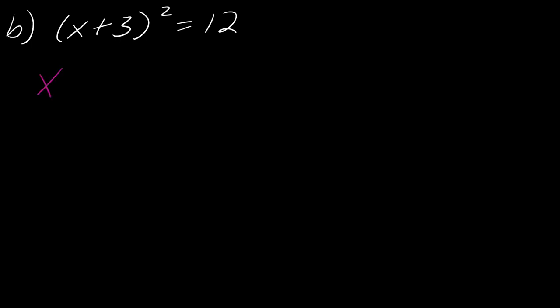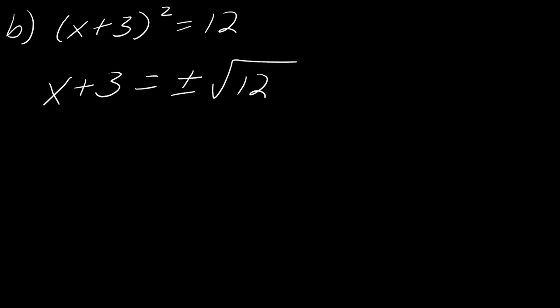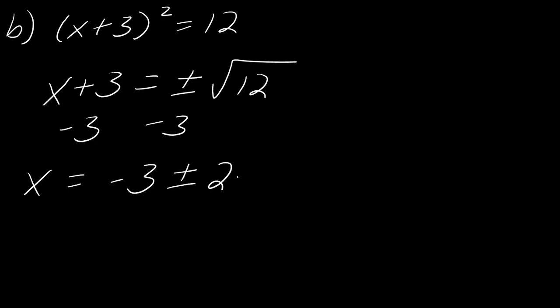Okay, so, I'm going to grab the white pen. So this will be x plus 3 equals plus or minus the square root of 12. Okay, so in this case, I can simplify the square root of 12. So this will be negative 3 plus or minus 2 times the square root of 3. So that's really as far as I can go.